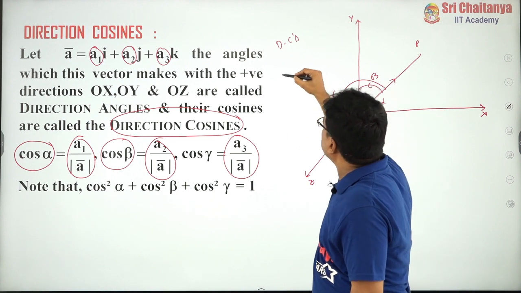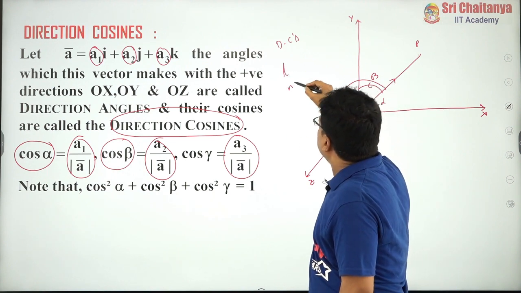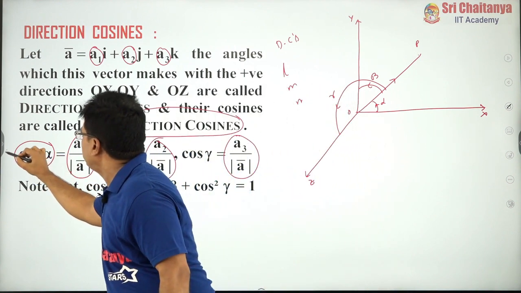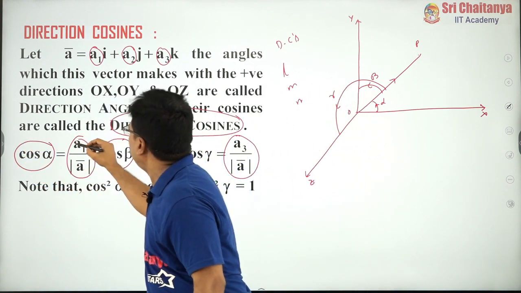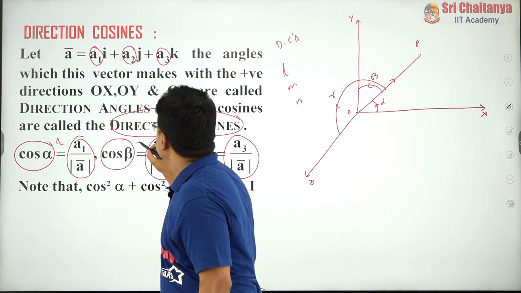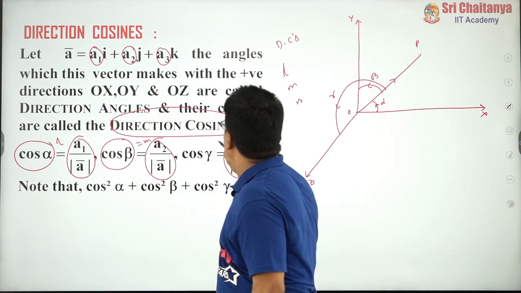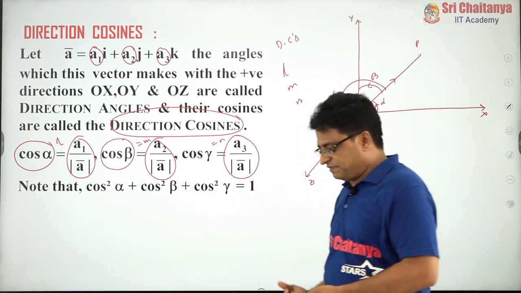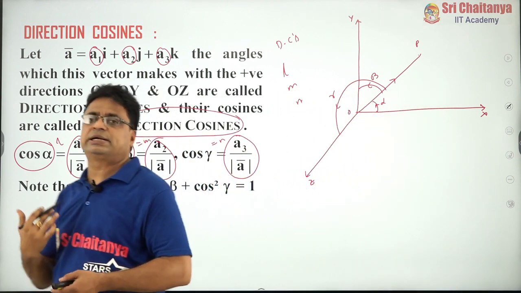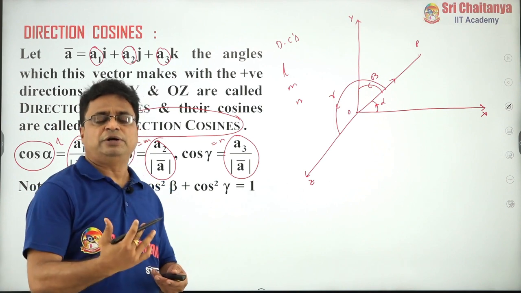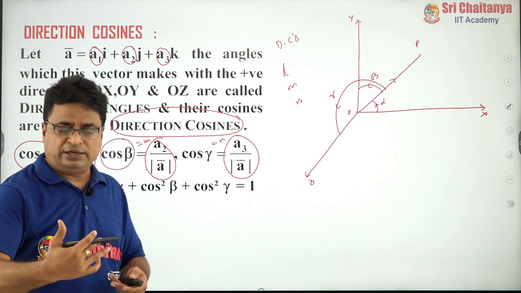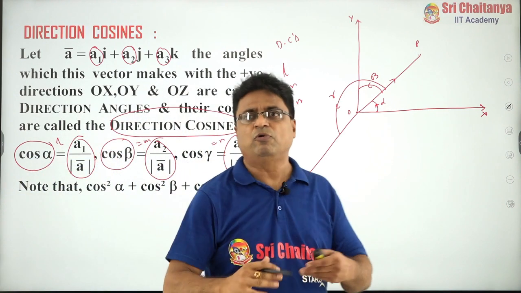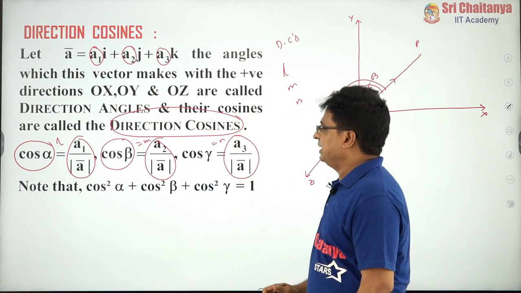Already I told you, in general they are represented with L, M and N. So I can write this as L, this as M, and this as N. The detailed concepts of direction cosines and direction ratios we will do in three-dimensional geometry, or I may give more exposure on this particular area.